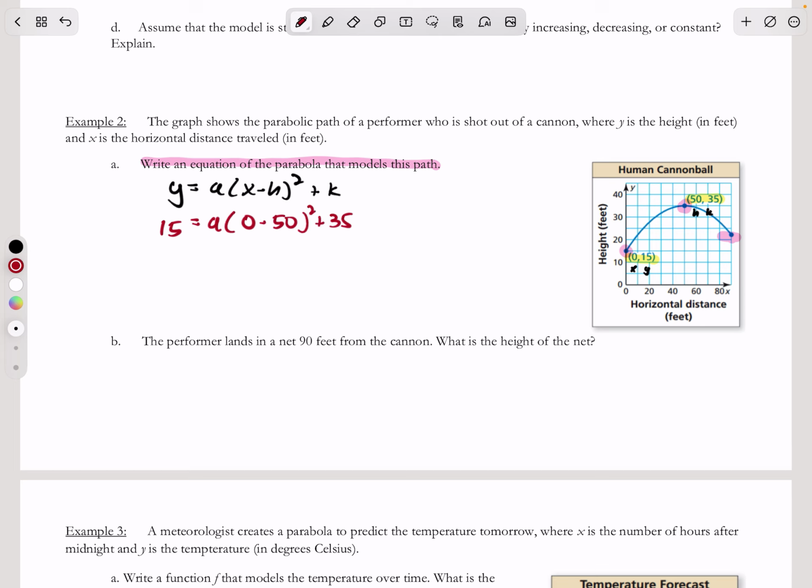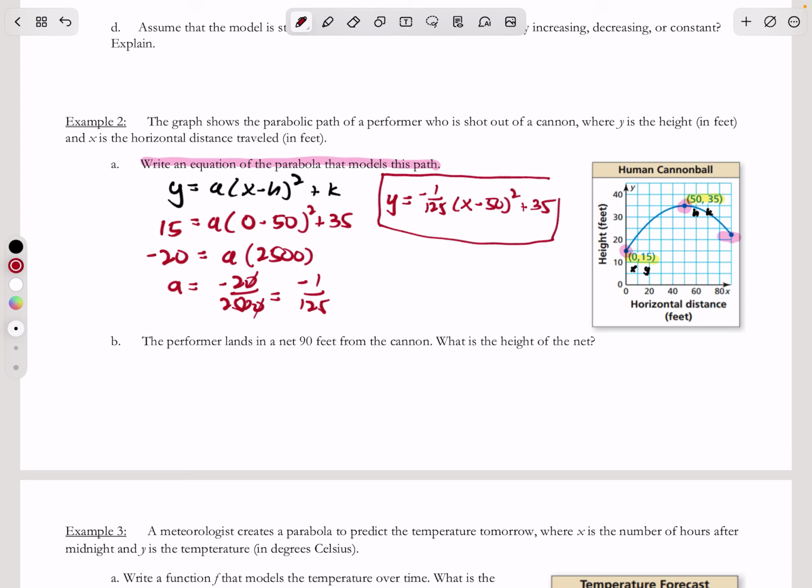We'll solve for a. I'm going to do this rather quickly because you don't want to watch me do math, right? This is negative 50 squared, which is 2,500. So a is negative 20 over 2,500. If you cancel out the trailing zeros and reduce the remaining fraction, you get negative 1 over 125. So my equation is y equals negative 1 over 125 times (x minus 50) squared plus 35.